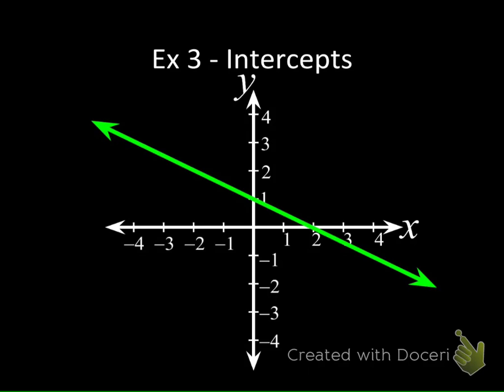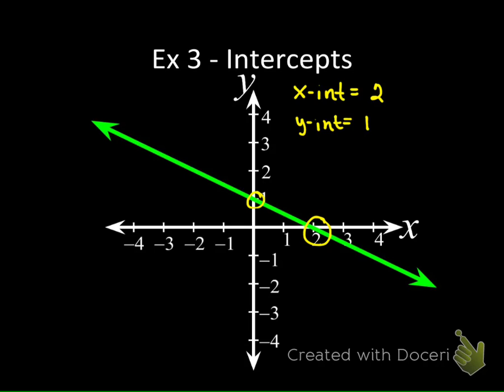So x-intercept. So you're going to look at your x-axis, right? So we're looking at our x-axis. Where does this line cross my x-axis? Okay. So my x-intercept, so where that line crosses, is 2, right? Okay. Now the next part is asking for your y-intercept. So where does this line cross your y-axis? Yeah. So the y-intercept is going to be 1.